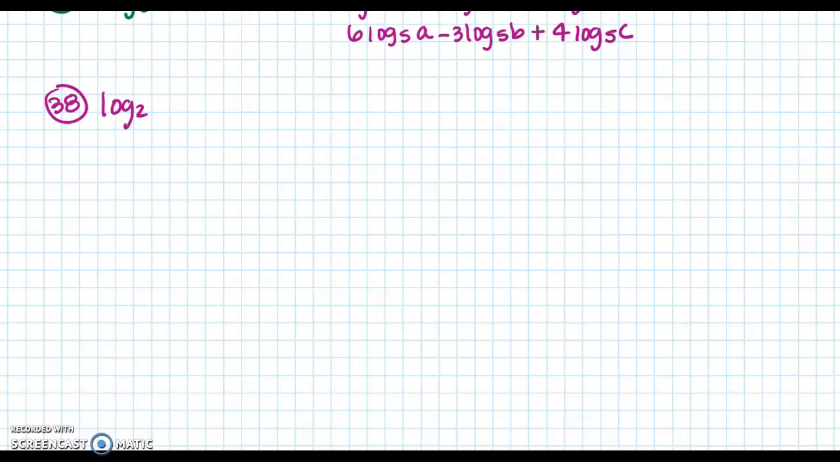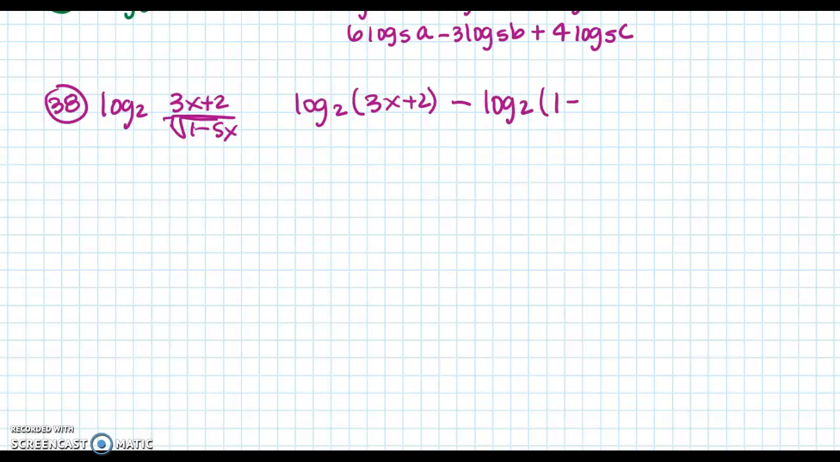Log base 2 of (3x plus 2) over the square root of (7, 1 minus 5x). So break it apart. Log base 2, make sure you put parentheses here, minus, and this is to the 1/7 power, and then you just bring that power out. So log base 2 of 3x plus 2 minus 1/7 log base 2 of 1 minus 5x.